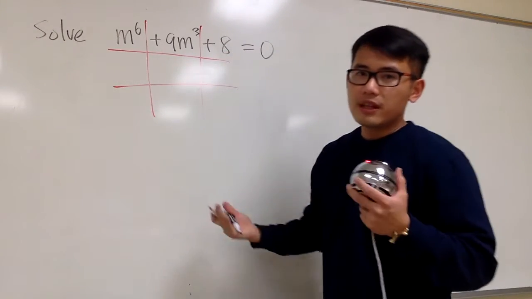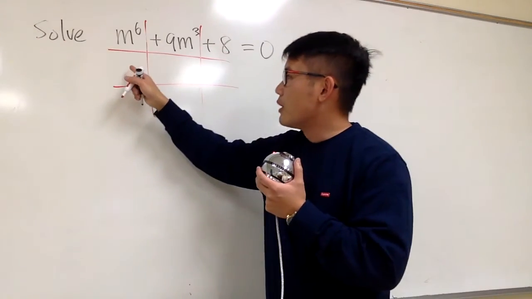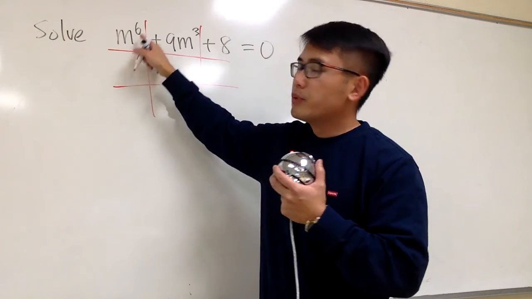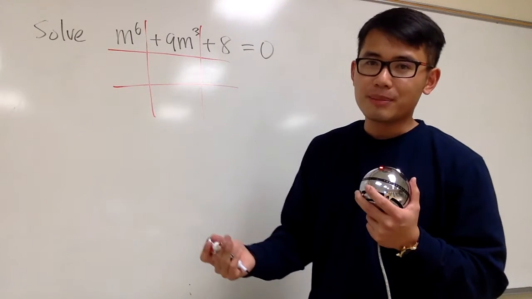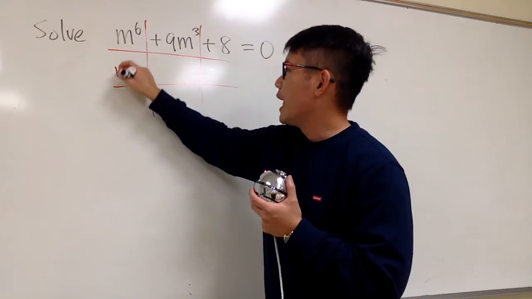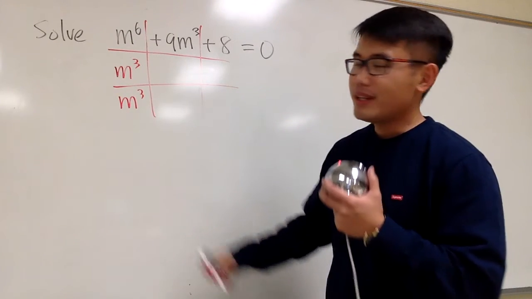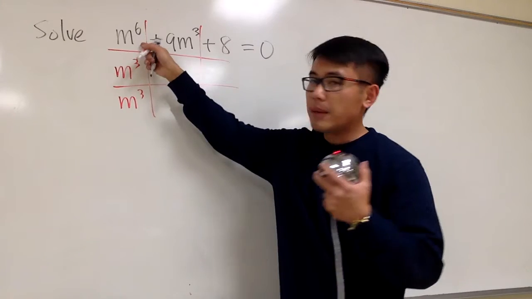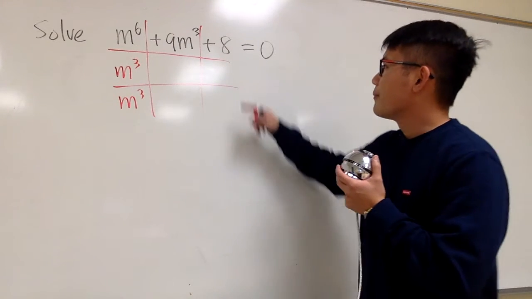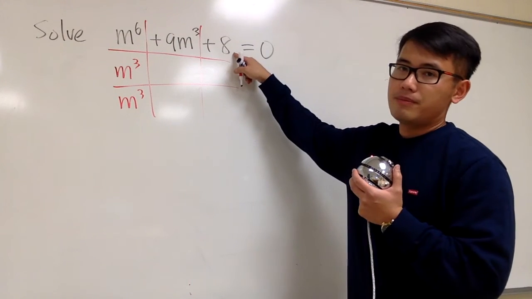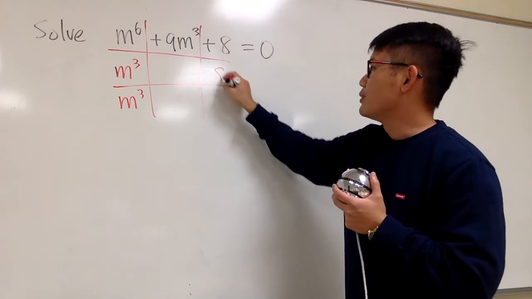I'll show you with the tic-tac-toe factoring, and we have to think about what times what will give us m to the 6th power, and be sure you balance the power. We are going to have m to the 3rd power times m to the 3rd power. M to the 3rd power times m to the 3rd power is m to the 6th power. And now, what times what will give us 8? Well, 8 and 1, let me use that.